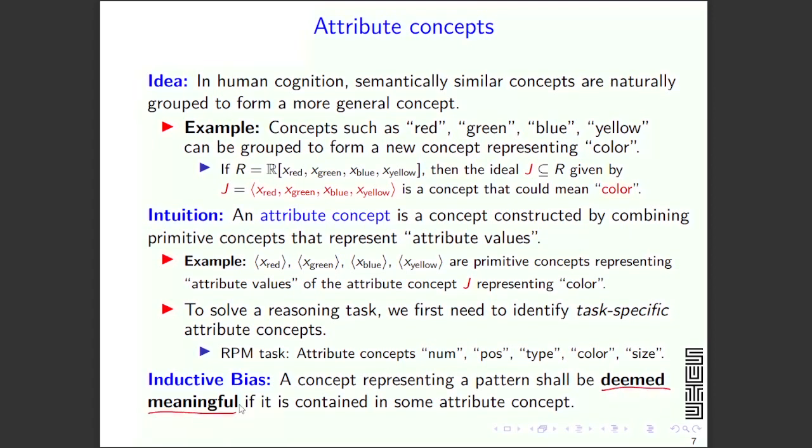Once we have our attribute concepts, a concept shall be deemed meaningful to us if it is contained in some attribute concept. For example, let's consider these two concepts. The first concept is generated by red, green, and blue. The second concept is generated by red, square, and large. Intuitively, the first concept is more meaningful since it is contained in the attribute concept color. In contrast, red, square, and large are not quite attribute values of some common attribute.